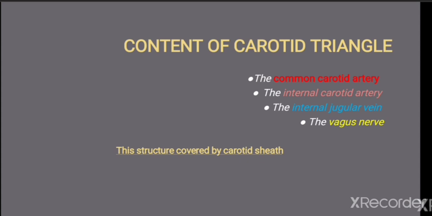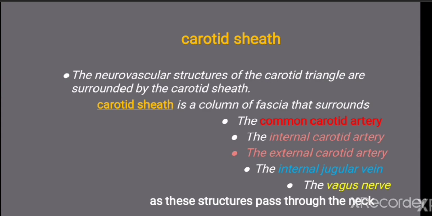These structures are enclosed within a sheath known as the carotid sheath. Now what is the carotid sheath? It is the neurovascular structures of the carotid triangle. They are surrounded by a sheath which is a fascial sheath, and this is known as the carotid sheath. And it is enclosing the common carotid artery and its branches like internal and external carotid artery, internal jugular vein and the vagus nerve.